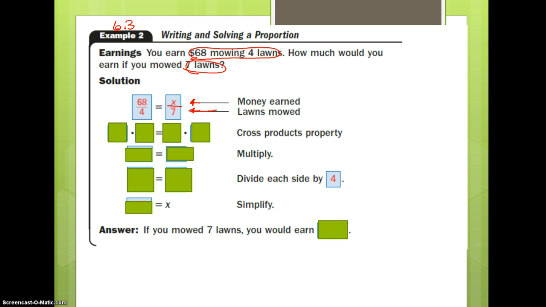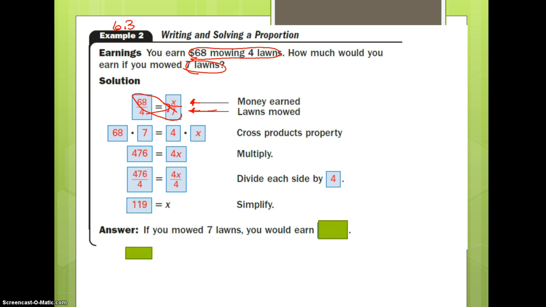Now that we set up our proportions, we can multiply the diagonals, 68 times 7, and that will be set equal to 4 times x. 68 times 7 is 476. Bring down the 4x. And now how do I get rid of the 4 that's being multiplied to x? You divide by 4. You earned $119 for mowing 7 lawns.